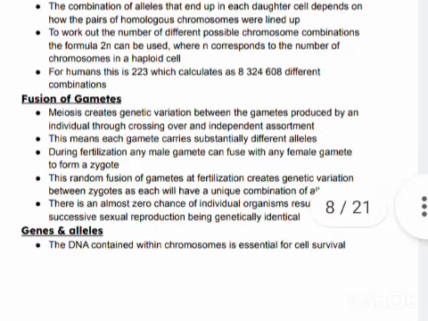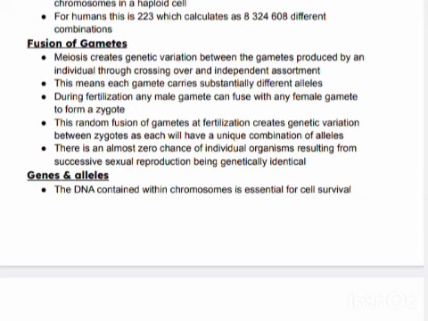We are moving on to the next pointer, fusion of gametes. Meiosis creates genetic variation between the gametes produced by an individual through crossing over and independent assortment. This means each gamete carries substantially different alleles.